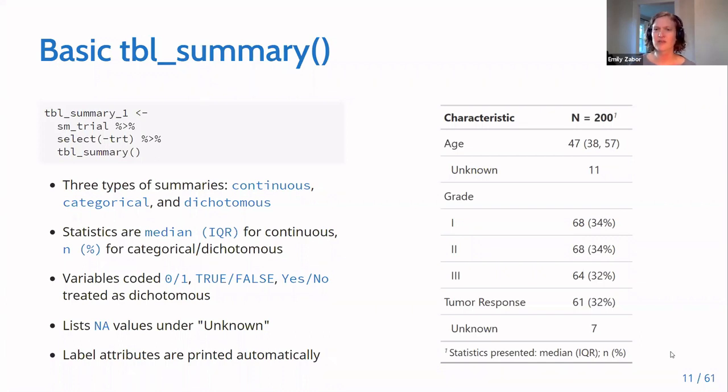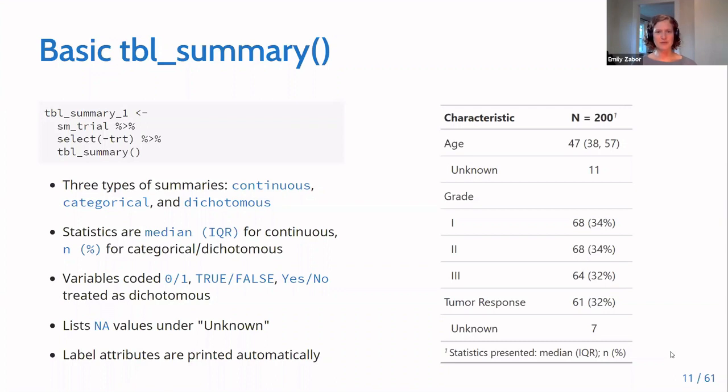And the numbers in here, the basics are the median and IQR is the default for continuous variables, and then N percentage is the default for any dichotomous or categorical variables. And any variable coded 0, 1, true, false, or yes, no is treated as dichotomous. And so only the 1, true, and yes is printed on a single row of the table by default. And you can see also that NA values are printed as a row listed as unknown below the variable name.